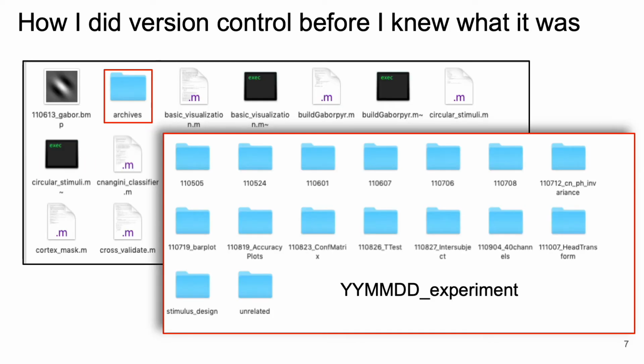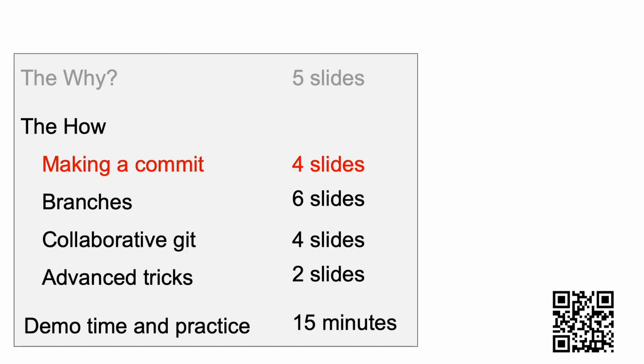Here's how I did version control a long time ago. I had folders for different dates, and I would put different versions of my code in these different folders, which were the dates that I had written the code. And of course, as you can see, the problem here is that it's really hard to find the scripts that you're looking for. All right, so I hope I've convinced you, at least to some extent, that you should be using version control if you're not already.